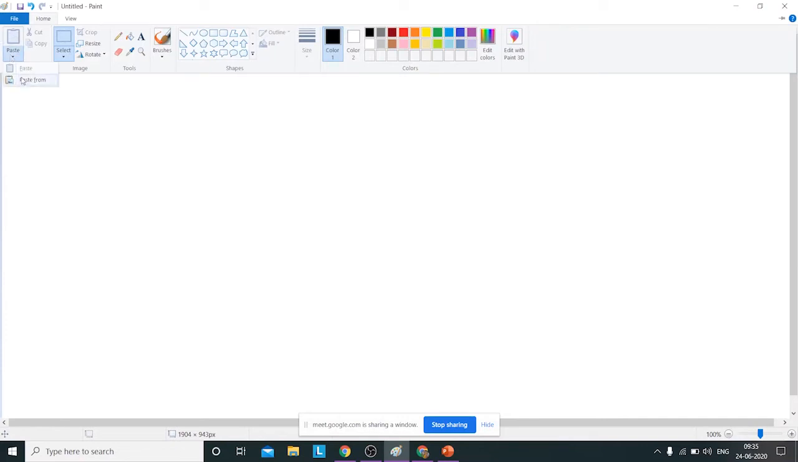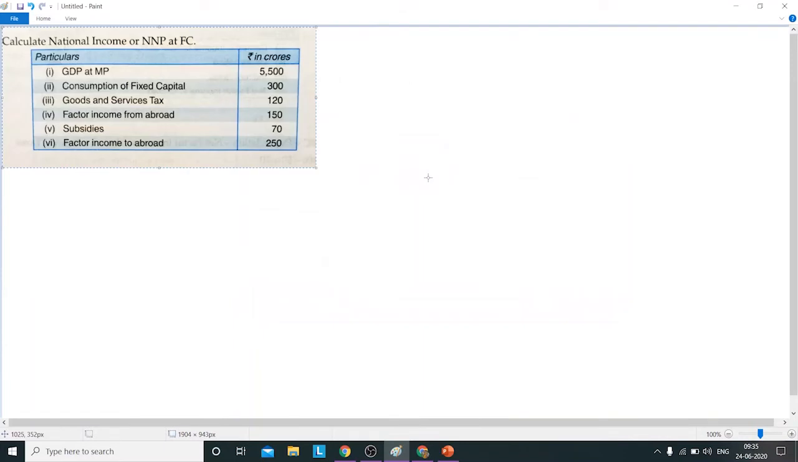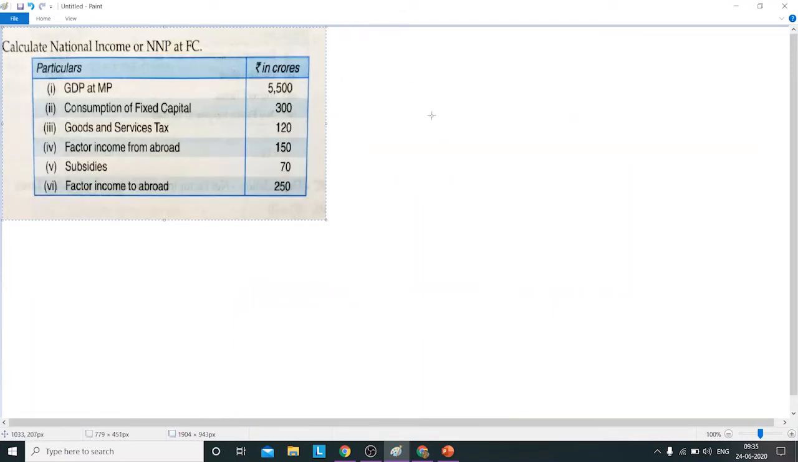Next question we will write. Is the question visible? You are asked to find out national income or NNPFC, and the items that you are having with you is the particulars. GDP at MP is given, consumption of fixed capital is given, goods and services tax is given, then factor income from abroad, subsidies and factor income to abroad.